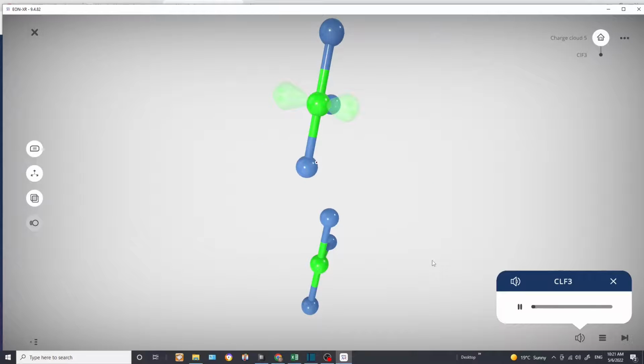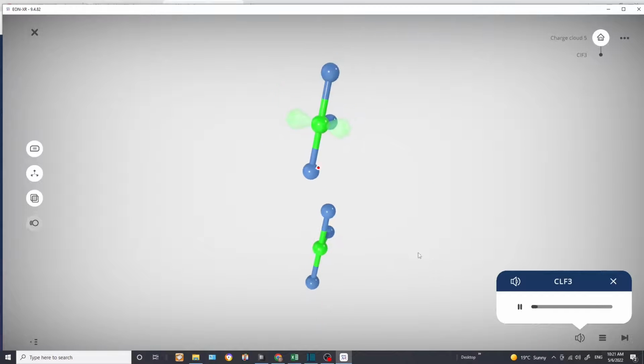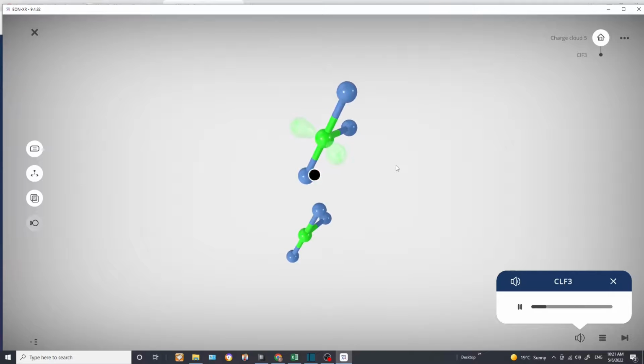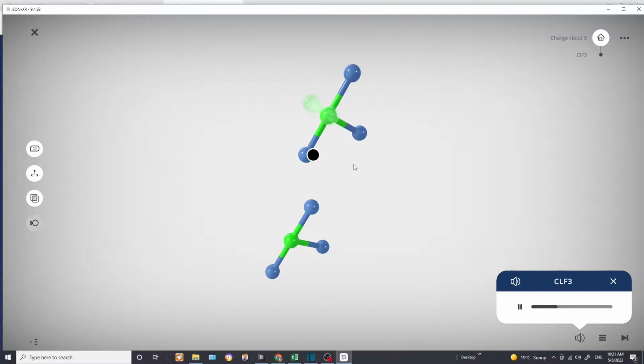The molecule shown over here consists of 1 chlorine atom in the middle, surrounded by 3 fluorine atoms. If we count the number of bonds, which is 3, and the number of lone pairs, which is 2, we have in total 5 charge clouds. So the electronic geometry is trigonal bipyramidal, but the molecular geometry is T-shaped.